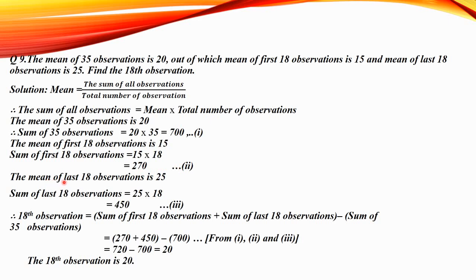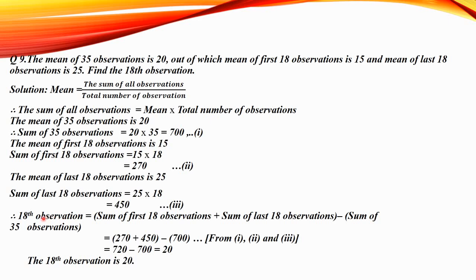The mean of the last 18 observations is 25. The sum of the last 18 observations is equal to 25 multiplied by 18, and that is equal to 450, which is equation number 3. Now when we add the first 18 observations and the last 18 observations, we get 36 observations. But we have been given that there are only 35 observations. So the 18th observation is counted 2 times.